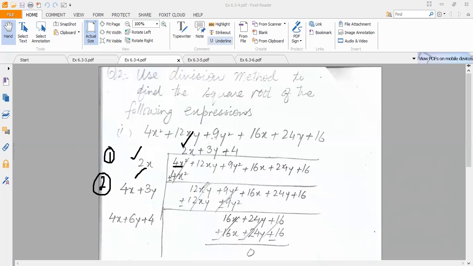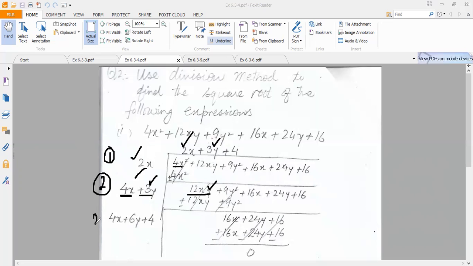Now you will look inside at the first term and relate it with the first term of the divisor. Suppose there is 12 and there is 4. We can easily see that if we multiply 4 by 3, we get 12, but there is y as well. So 4x times 3y is equal to 12xy. This 3y will serve as a divisor and will go on the top as a quotient. This is the second step.